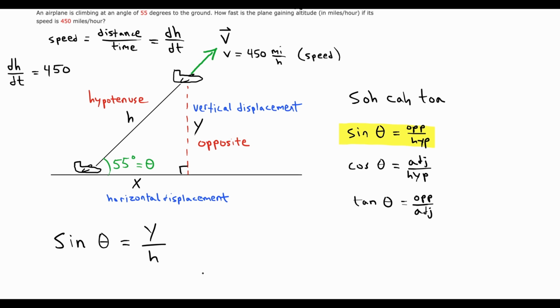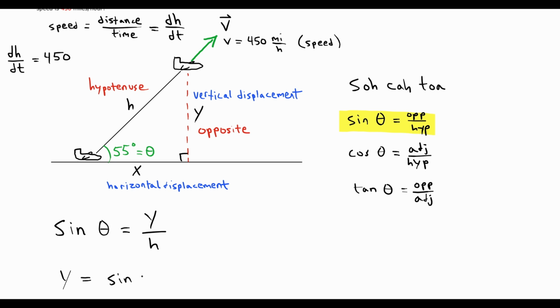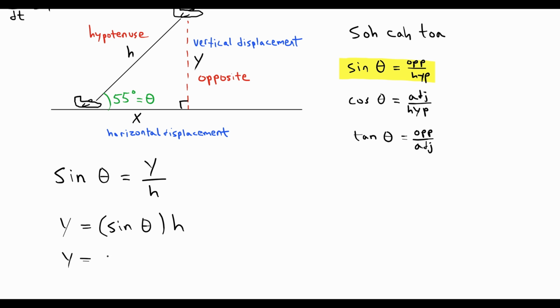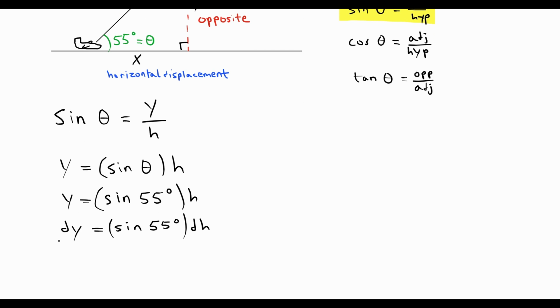If I solve for y, I get that y equals sine theta times h. The angle is going to be constant. It's going to be 55 degrees. We would want to differentiate implicitly now, and we'd get that. Then I would divide by dt on both sides to reveal the relationship between the rates of dy/dt and dh/dt.